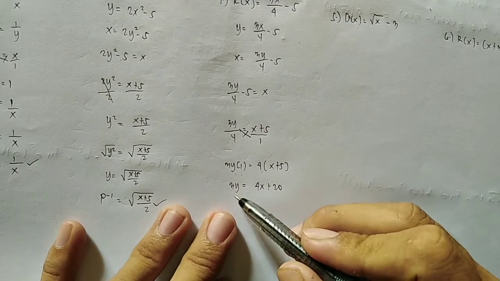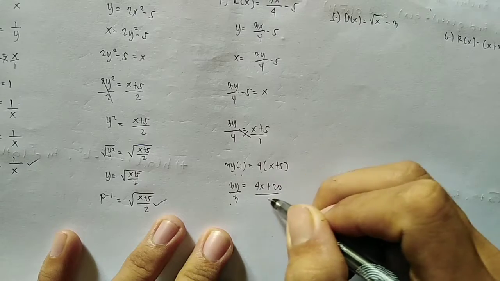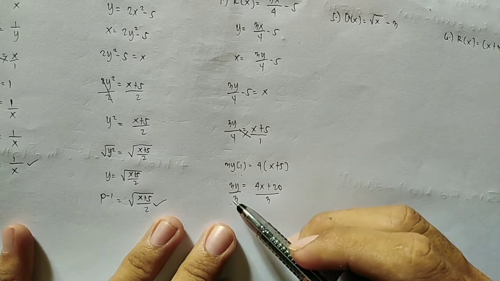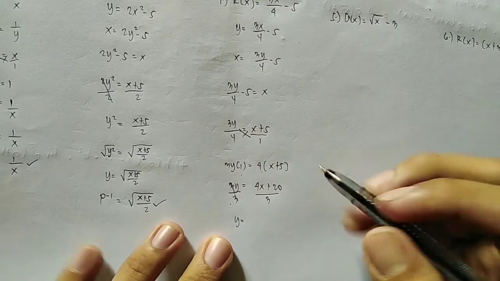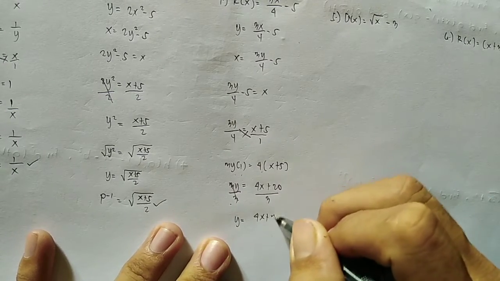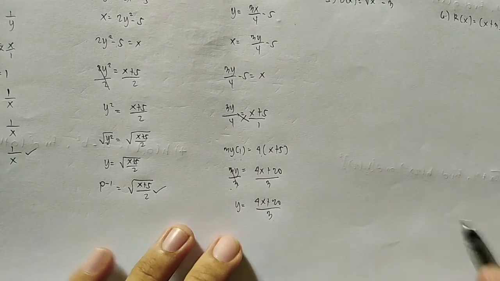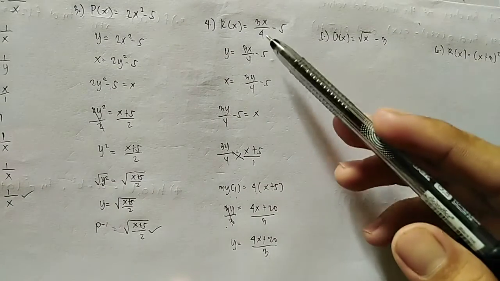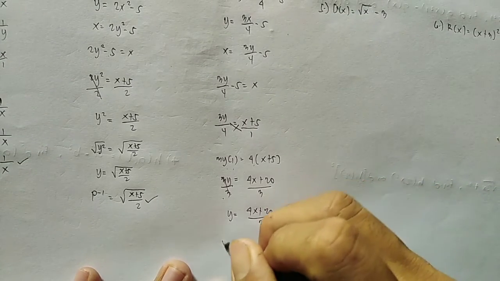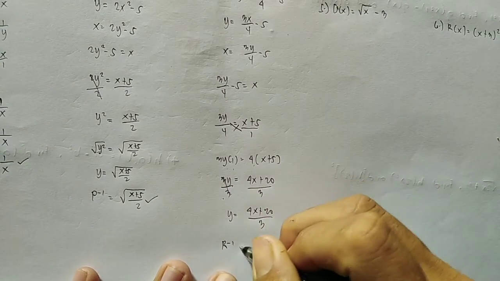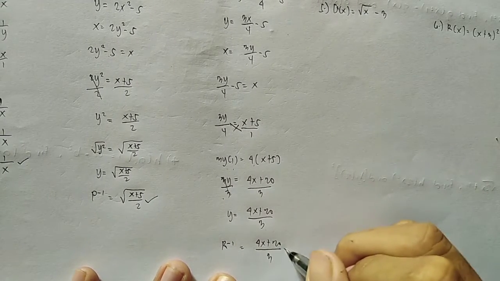Now we have to make this expression y only, so we have to divide both sides by 3, so that on the left side, y only will be left. So 3y divided by 3, cancel out 3, that is y is equals to 4x plus 20 all over 3. So now we already have the inverse of the function defined by 3x over 4 minus 5, which is written as r inverse, the inverse of the function r is equals to 4x plus 20 all over 3. So this is now the final answer.